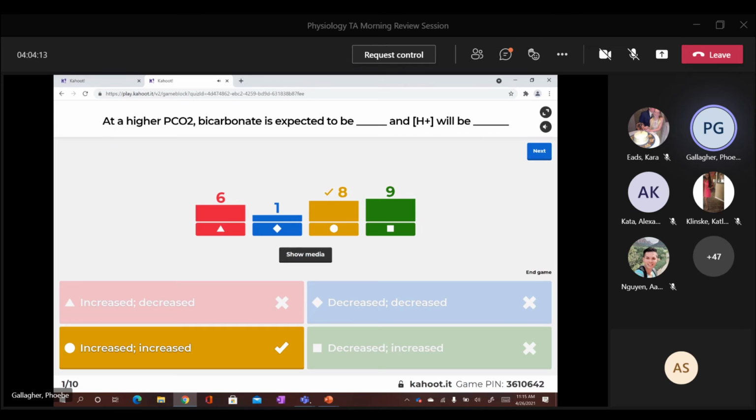Okay, so at a higher PCO2, the equilibrium is going to shift to the right. So you would expect bicarbonate to increase as well. And your proton concentration is also going to increase because you have more CO2. CO2 increases, your proton concentration will also increase.